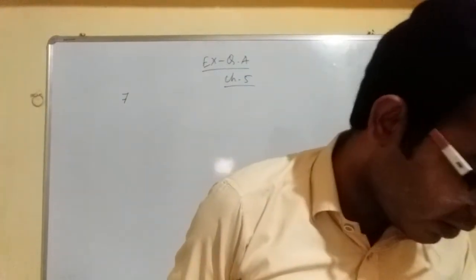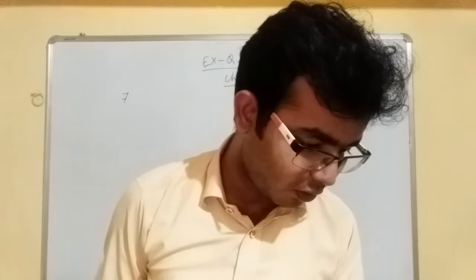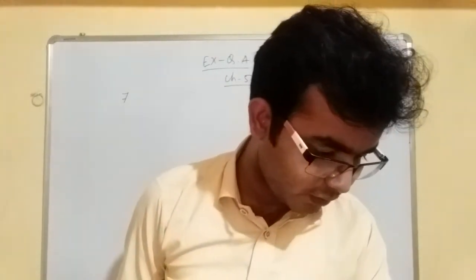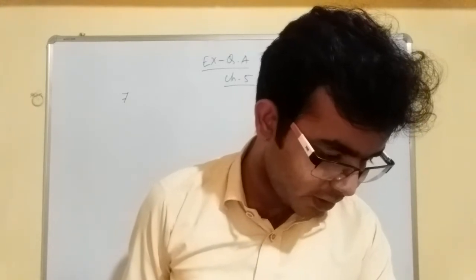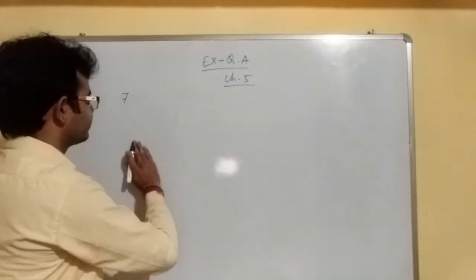Now the question is that nitrogen, atomic number 7, and phosphorus, atomic number 15, belong to group 15 of the periodic table. Write the electronic configuration of these two elements. Which of these will be more electronegative and why? So let us discuss it.